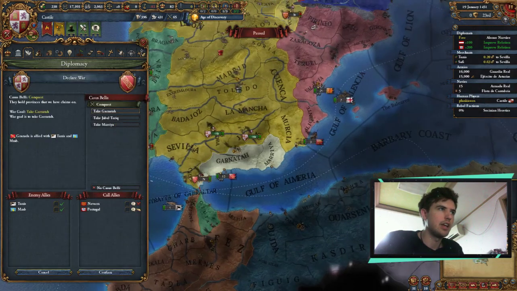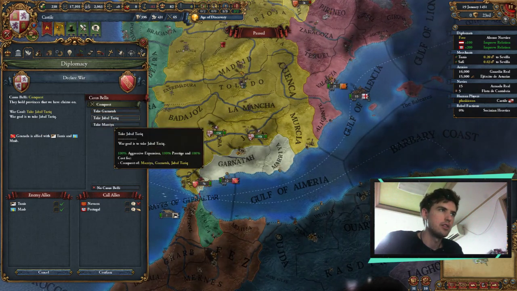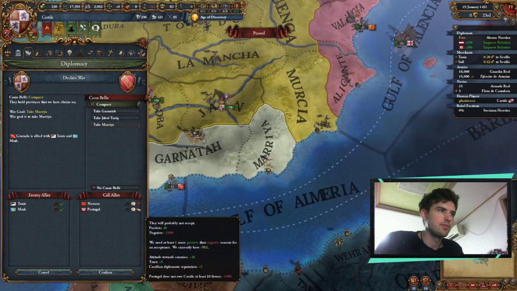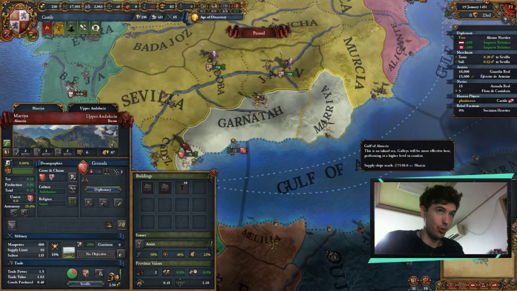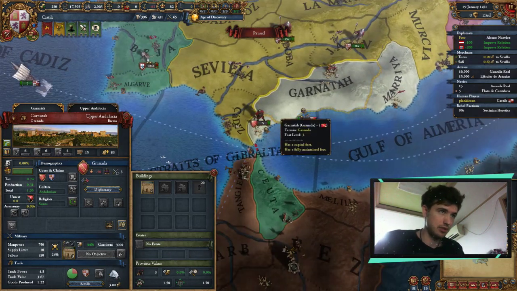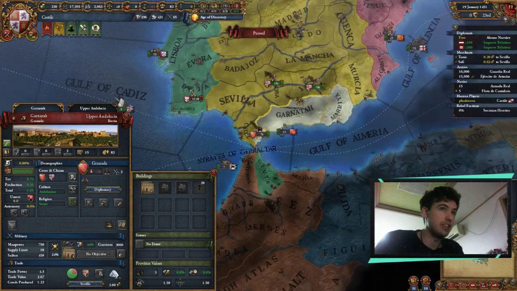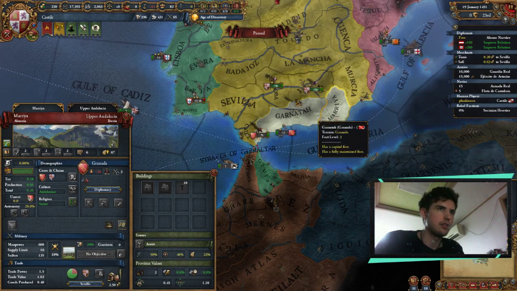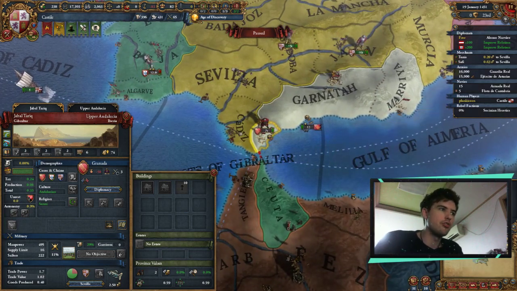So I click that, and you choose your casus belli. Should it be for Granada, Gibraltar, or Almeria? I'm going to choose Almeria because there's no fort there. Granada has a fort, so it will take a little while to get. We have to siege it, and it takes kind of a while to siege, so that's why we'll take Almeria. Actually, Gibraltar would probably be good, because there's no fort in Gibraltar, and it's not controlled by an estate.